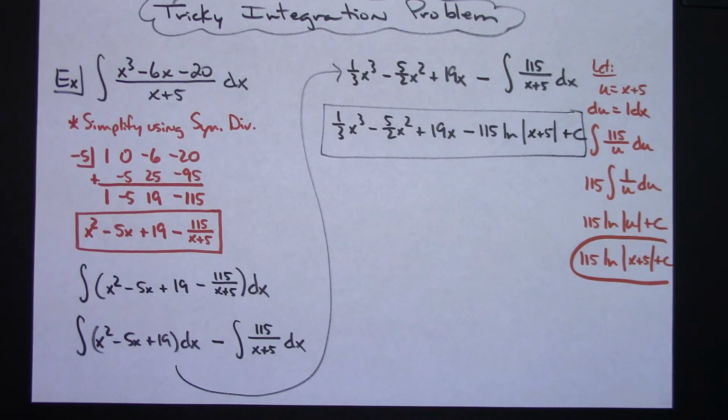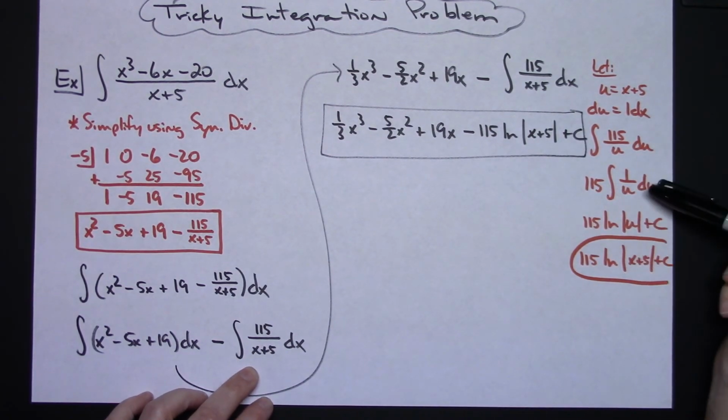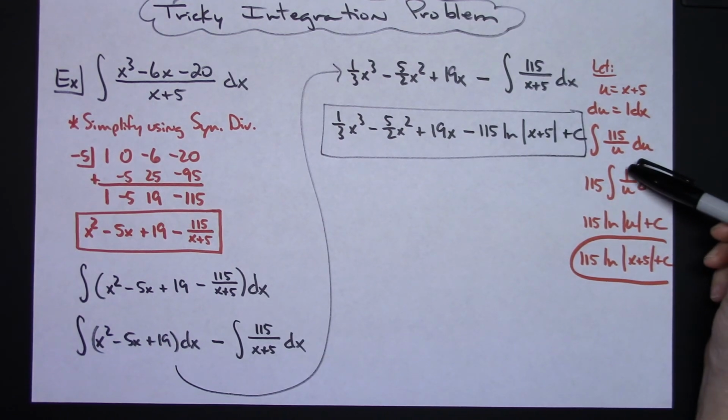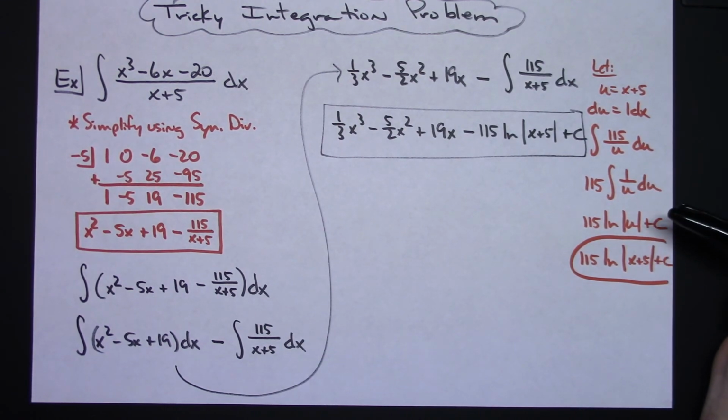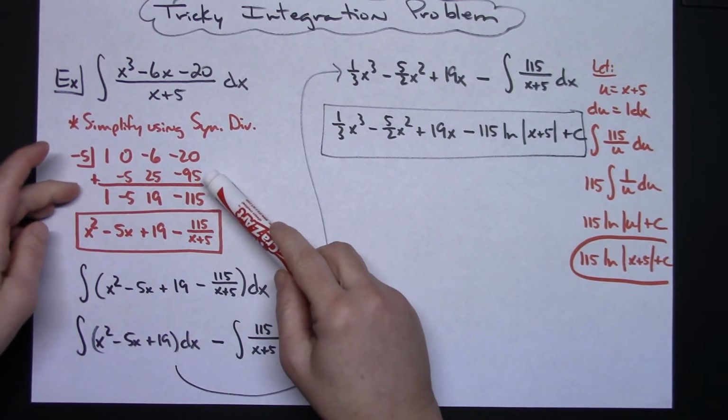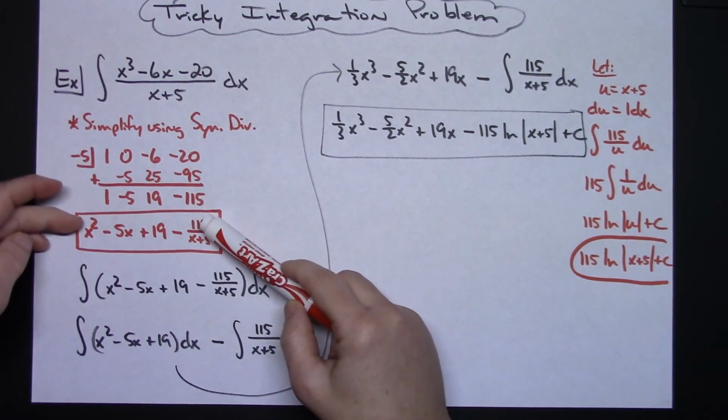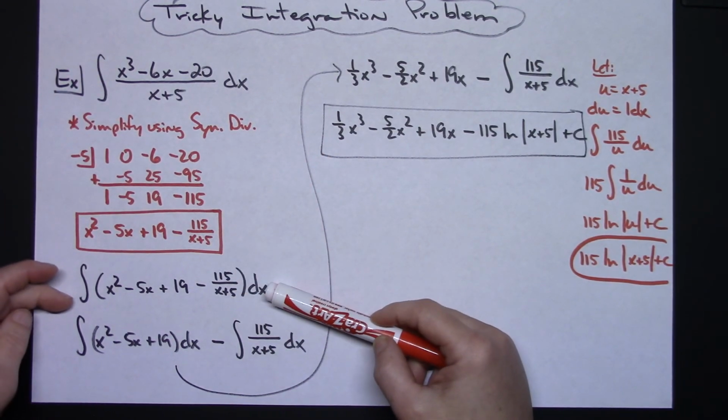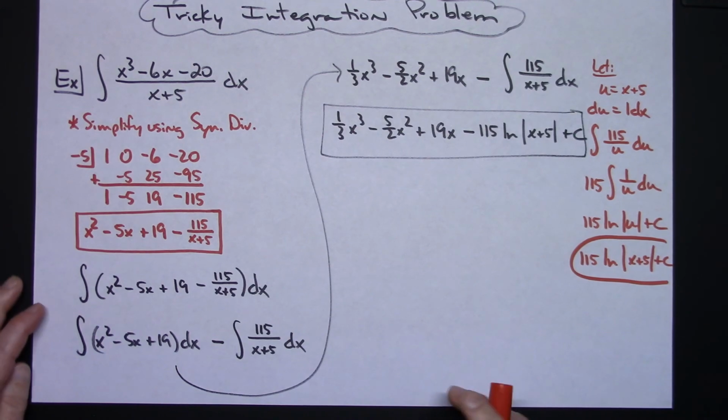that right there. But you've got to remember that dealing with this is going to be using that formula that you know for the integral of 1 over u du. Okay, so this seems to be kind of a tricky problem for my students because they forget to take this and use synthetic division and break that down into something that's a little bit easier to integrate.